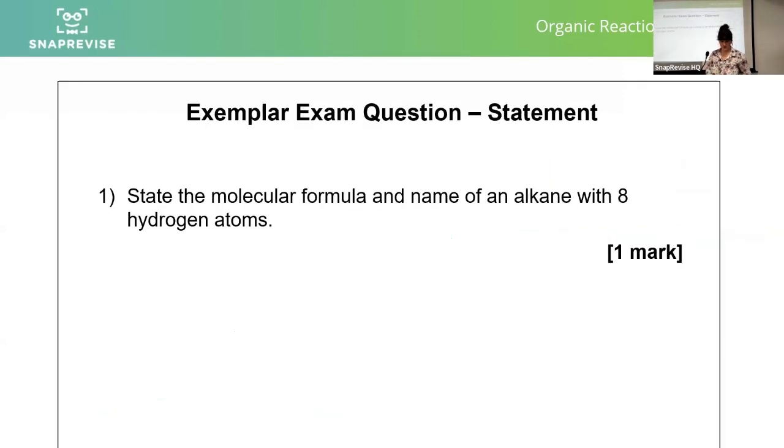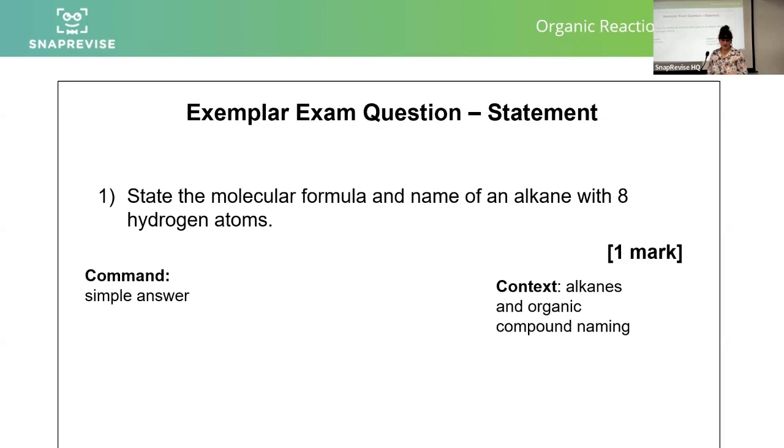Let's have a quick go at this question. I'll give you half a minute to come up with this. Not even half a minute, let's go 10 seconds. Context here: alkanes is my context. My command word is state, so a small answer. And the direction is specifically 8 hydrogen atoms: the molecular formula and name of something with 8 hydrogen atoms. What would you put?